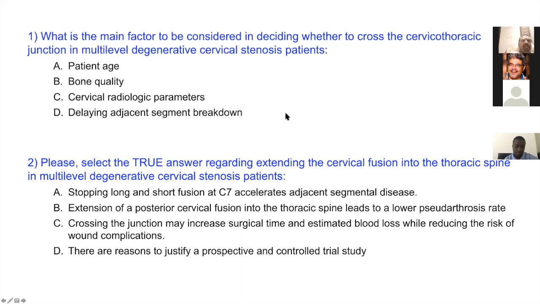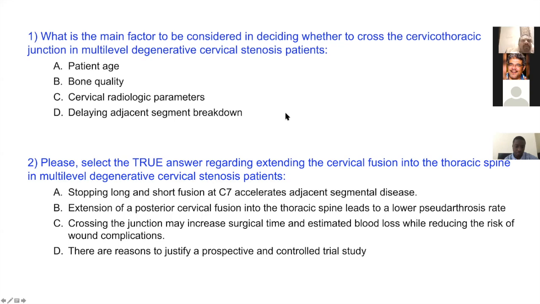Yeah, the first question, I understand the impact of bone quality in our planning about where to stop, C7-T1, but for me, the cervical radiological, if I have a patient with deformity, I'm quite sure that I'm going to the thoracic spine, much more than bone quality. If I have an older patient with select compression, I rather prefer to stop C6 or C7 if I can. But if I have a deformity patient, I usually go to T1, or more or less I go to T2 or T3.